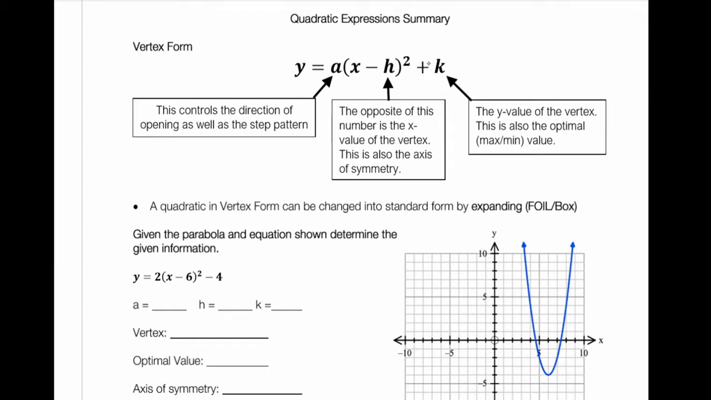And finally, the k value is the y value of the vertex, and this is also known as the optimal max or min value. So again, those are the three things that we are looking for in this equation, and those are the three pieces of information that the vertex form gives us. If you need to review vertex form more thoroughly, please go back and look at that lesson. One thing to note though, the vertex form can be changed into standard form by expanding. So we looked at that in the last lesson. By expanding this form, we can change our vertex form to standard form, and standard form does give us some other additional pieces of information.